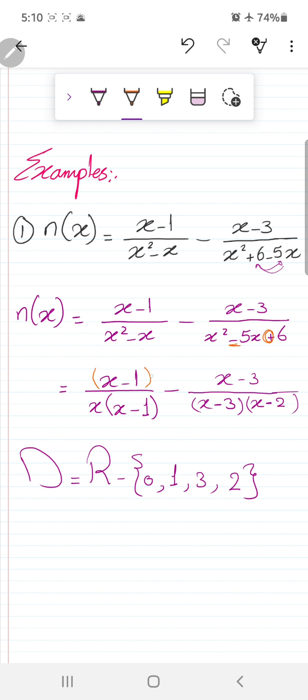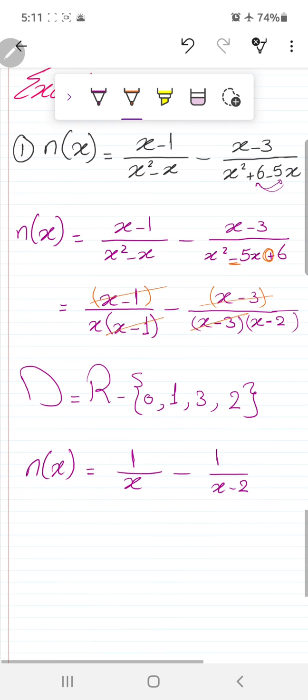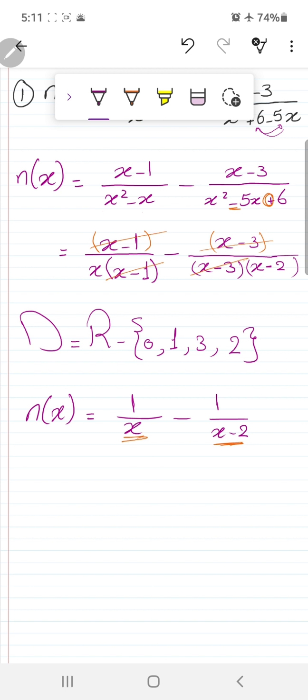Here x minus 1 cancels with x minus 1, and x minus 3 cancels with x minus 3. So n of x will be 1 over x minus 1 over x minus 2. Here we have different denominators, so write a fraction: first denominator times second denominator, which is x minus 2, and make cross multiplication. 1 times (x minus 2), minus 1 times x.